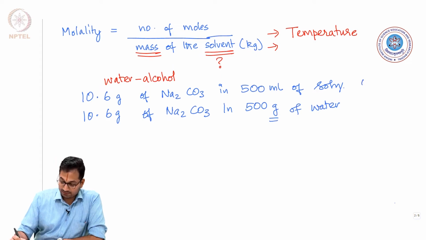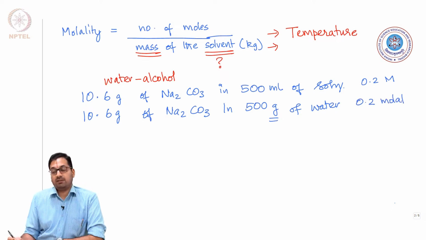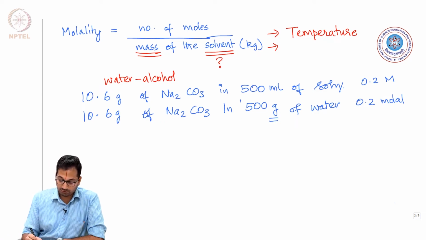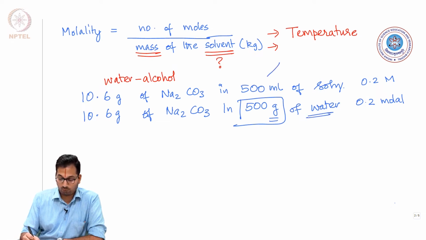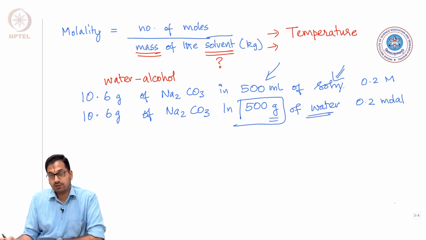You would realize that this is, as we calculated yesterday, 0.2 molar. In this case, it will be 0.2 molal. So that's the main difference between these two. But remember, this is a measurement that goes with the mass of the solvent rather than the volume of the solution. So that is the major difference between molarity and molality.